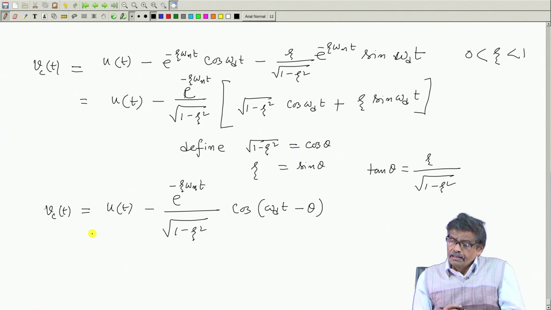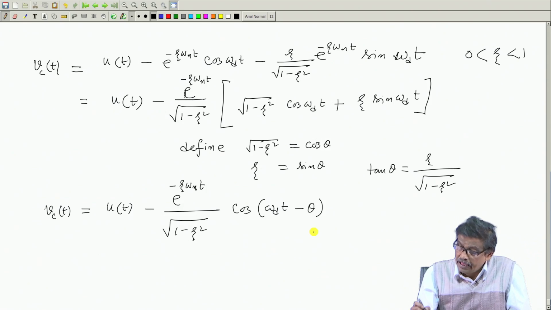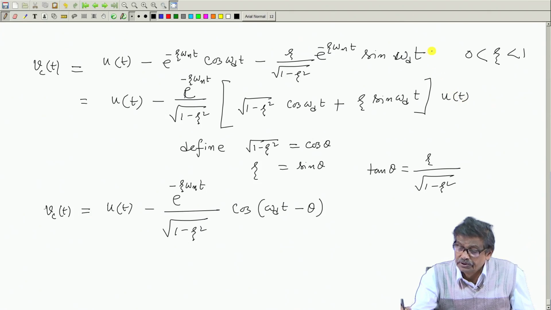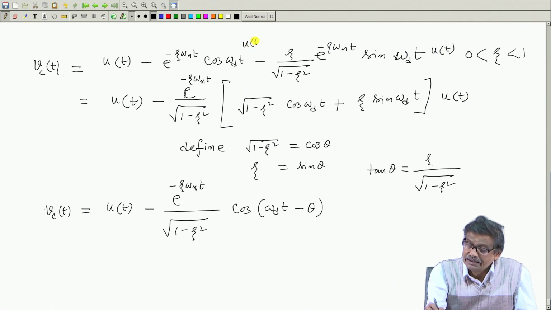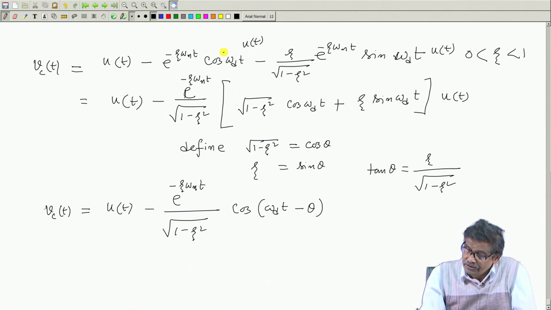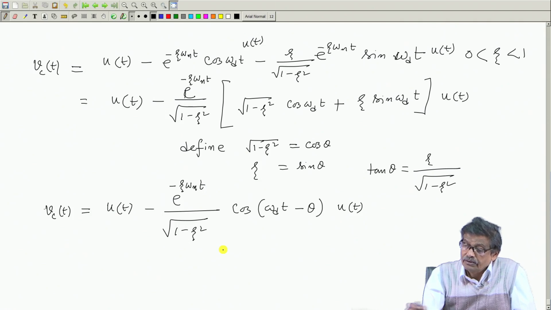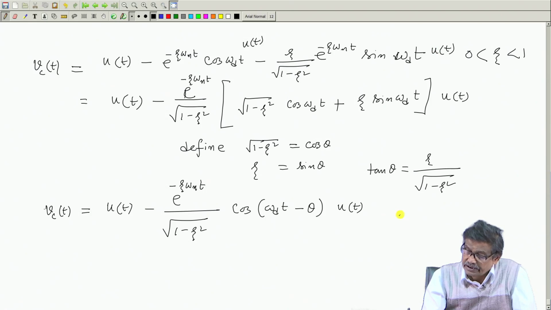Finally, see, omega d is called the damped frequency of oscillations, and mind you, all things are multiplied by u(t), because we are dealing with signals applied for t greater than or equal to 0, one sided Laplace transform. So, this thing is also u(t) multiplied by. I think that does not create any confusion. So, these are all multiplied by u(t), this into u(t), this into u(t) individually, you get that.